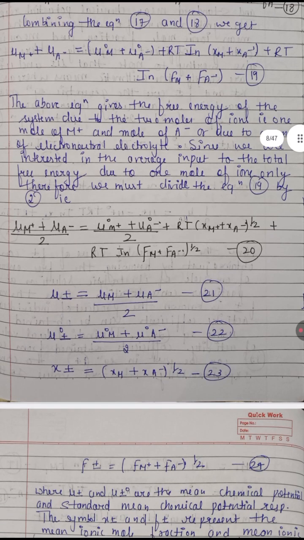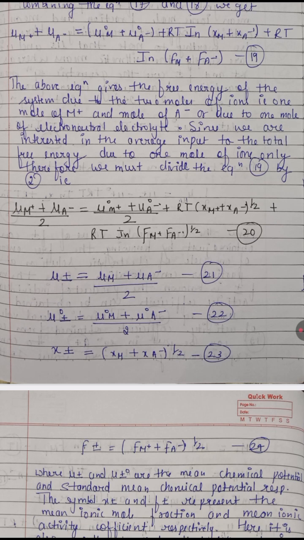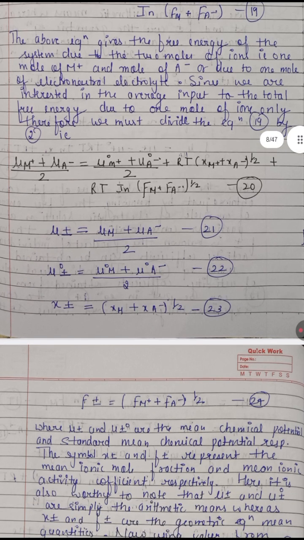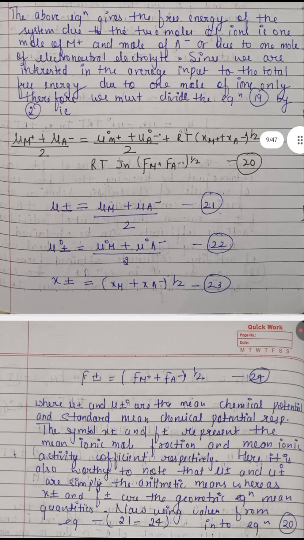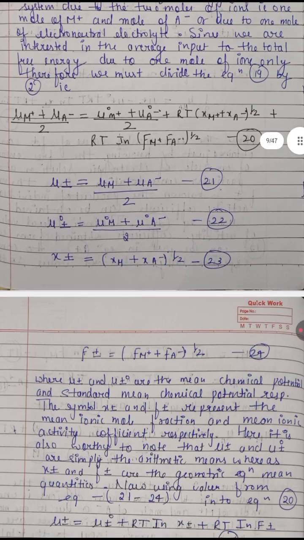Now combining equations 17 and 18, we get mu M plus mu A negative equals mu naught M plus mu naught A negative plus RT ln bracket xM plus xA negative plus RT ln bracket fM plus fA negative, equation 19. The above equation gives the free energy of the system due to the 2 moles of ion, that is 1 mole of M positive and 1 mole of A negative, or due to 1 mole of electroneutral electrolyte.